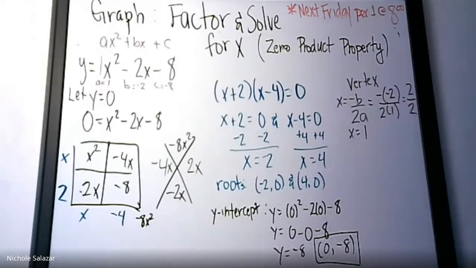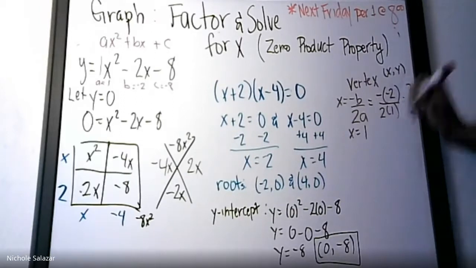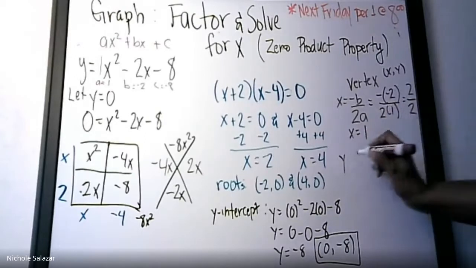Now, we still need to find the y. The vertex is a point. It has an x and a y. We just found the x. For the y, we need to plug in this 1 number into the equation.